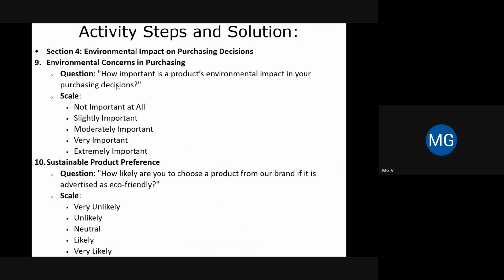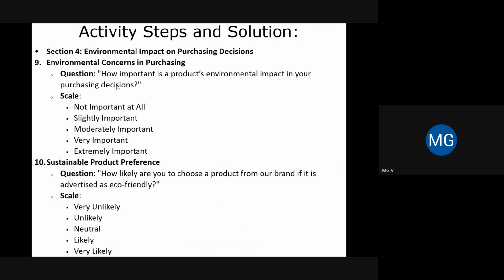So the question, in context with environmental concerns in purchasing, can be, how important is a product's environmental impact in your purchasing decisions? And the scale can vary from not important at all to moderately important to extremely important. And in context with sustainable product preference, the question can be, how likely are you to choose a product from our brand if it is advertised as eco-friendly?